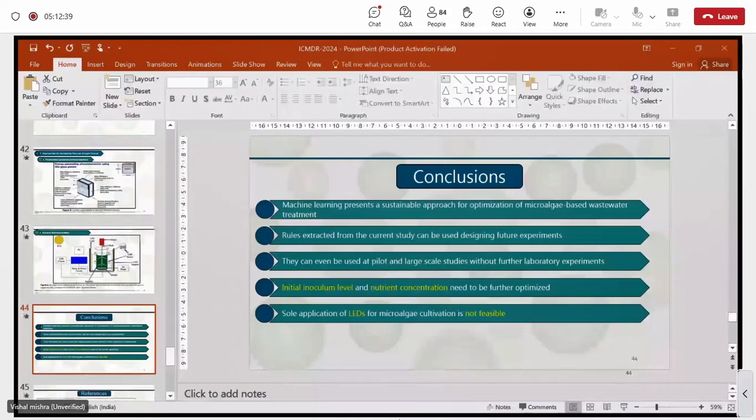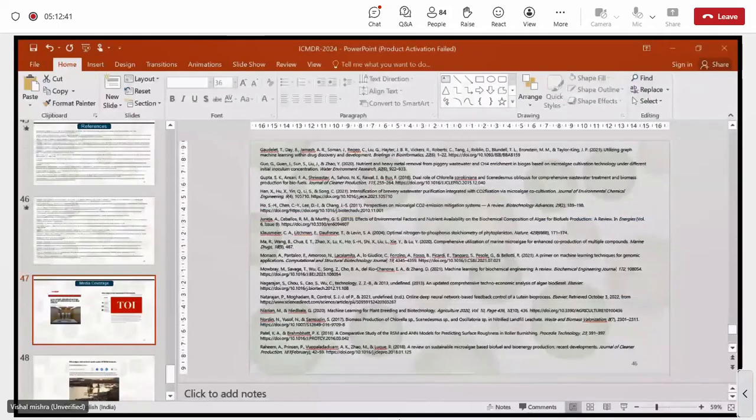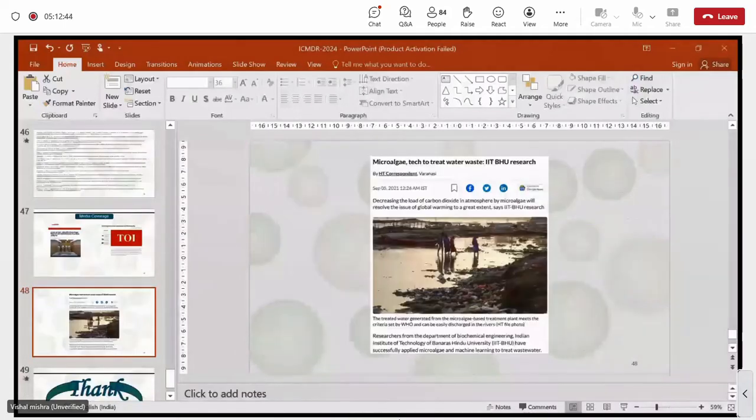Then we already have media coverage of the work. He has also been granted one patent, an Indian patent, on the macroalgae reactor design, and I believe it was a design of a raceway pond system for macroalgae.